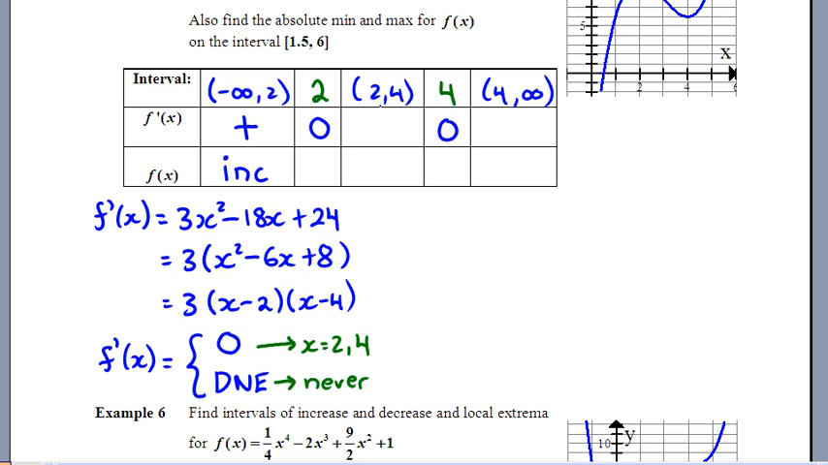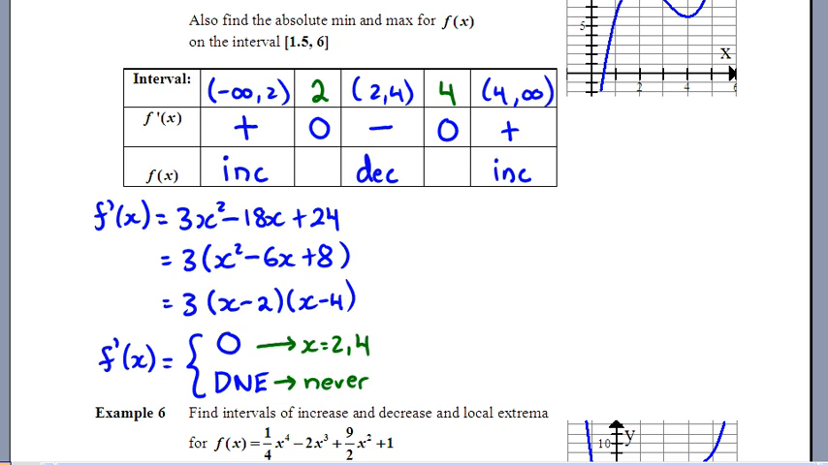Then from 2 to 4, try a number like 3 out. You can put 3 in here. You'd have 3 times 1 times a negative 1. You're going to get a negative derivative in there. That means the function is decreasing in there. And then try a number out like 5. Just test it and you'll see that it's positive, which means that the function is increasing.